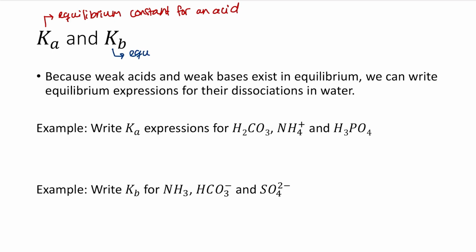It is the equilibrium constant for a base. So because these weak acids and weak bases exist in equilibrium, they don't have that complete dissociation, we can write equilibrium expressions. So let's look at an example. Write the Ka expressions for H2CO3, ammonium, and phosphorus. So we're looking at carbonic acid, ammonium, and phosphorus.